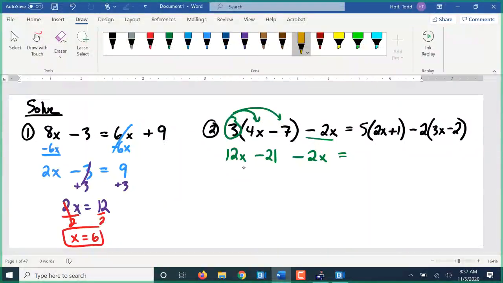12x and negative 2x take 10x. And we still have the negative 21. So that's all we can combine on the left side. Go over on the right side. First set of parentheses, nothing to do in there, so we're going to multiply by the 5. 5 times 2x is 10x. 5 times 1 is 5.